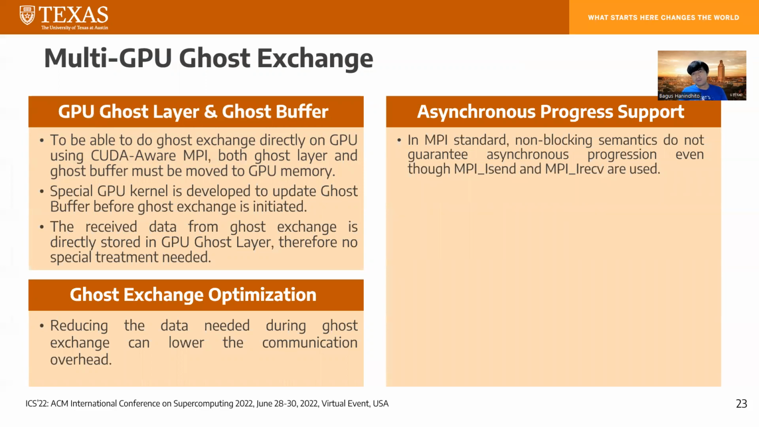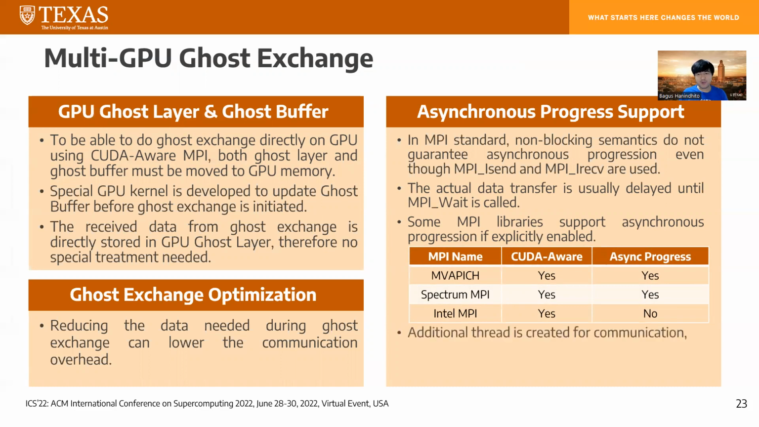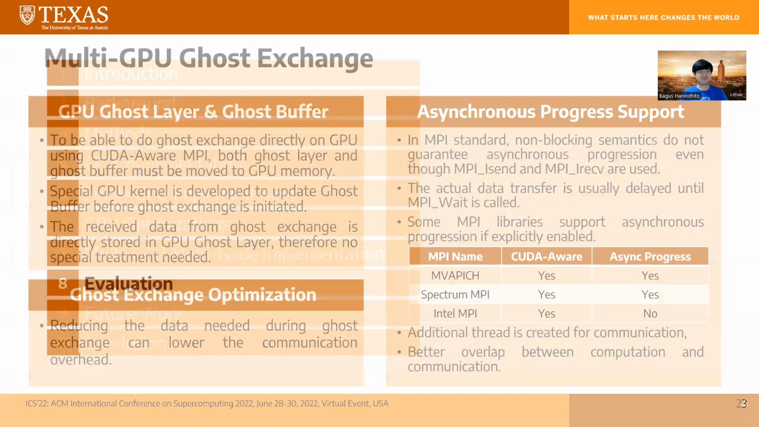Last thing is that in the MPI standard, non-blocking semantics do not guarantee asynchronous progression. So we try to use MPI libraries that support asynchronous progression if explicitly enabled, such as MVAPICH and Spectrum MPI. In that way, an additional thread is created for communications and provides better overlap between computation and communications.